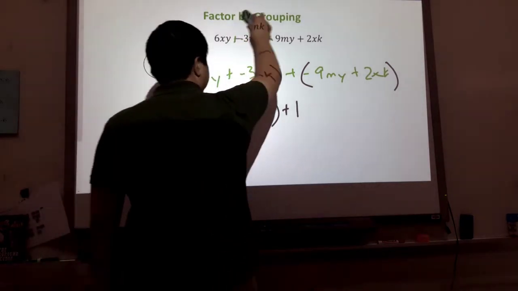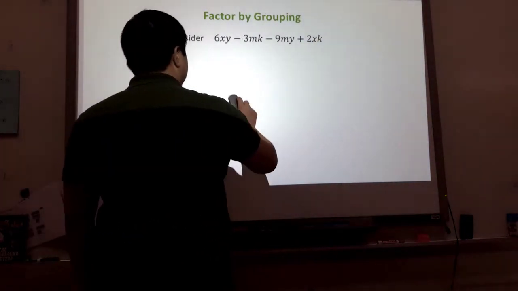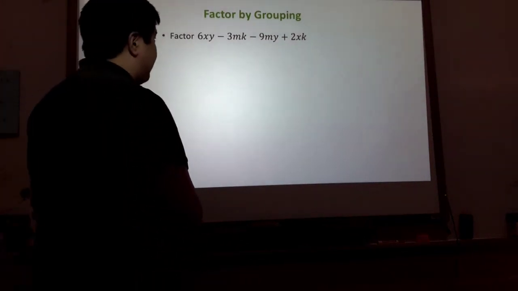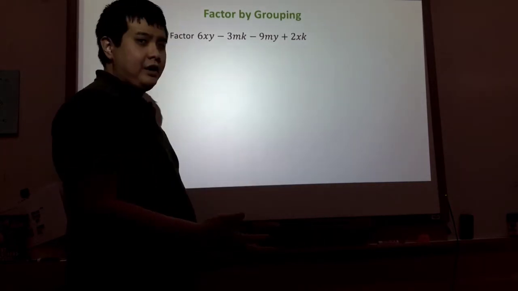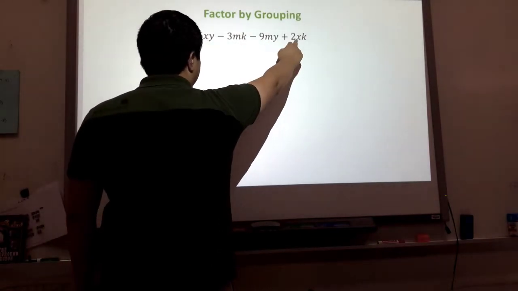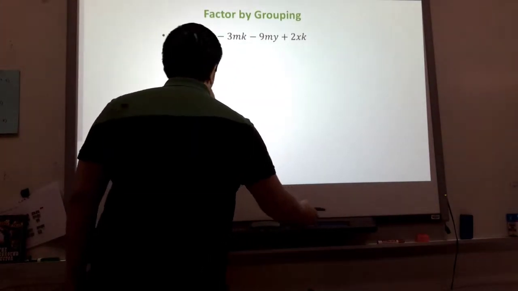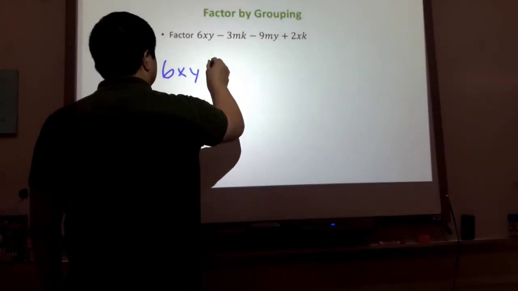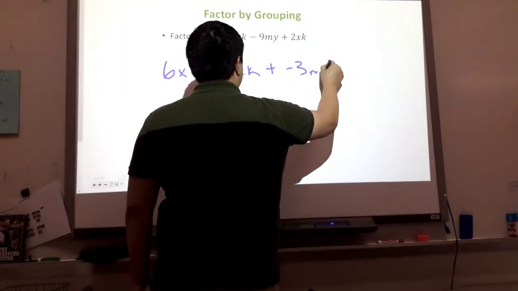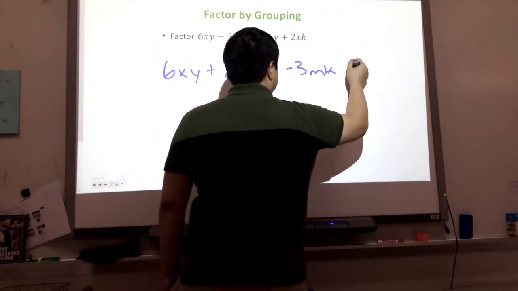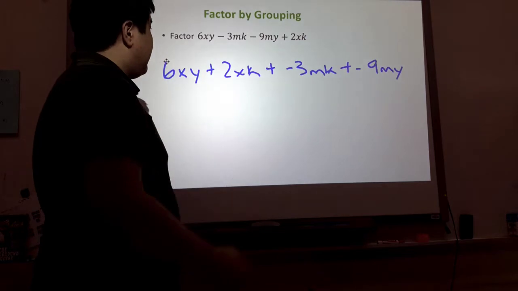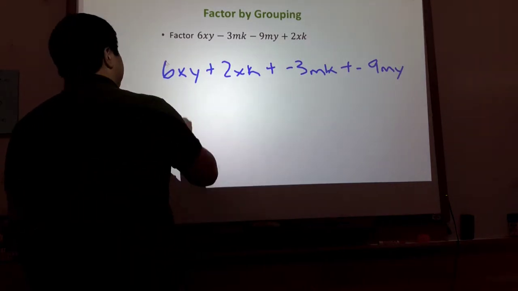So we're going to try something different. Instead, we're going to move these around so that we do have common factors between them. So I'm going to move this 6xy and put it next to this 2xk. And then I'm going to put this negative 3mk next to this negative 9my. Now we can try grouping and see if this works.